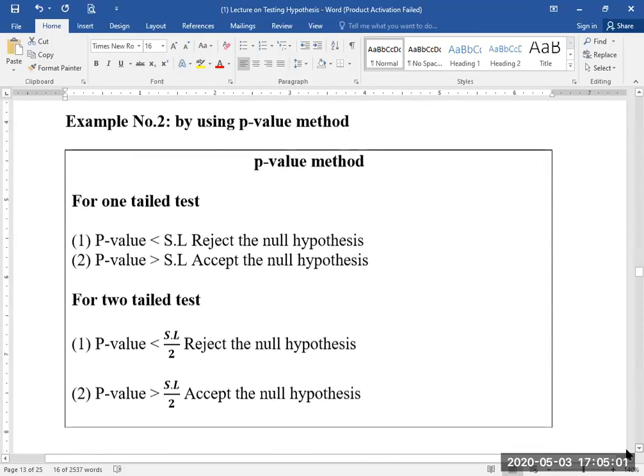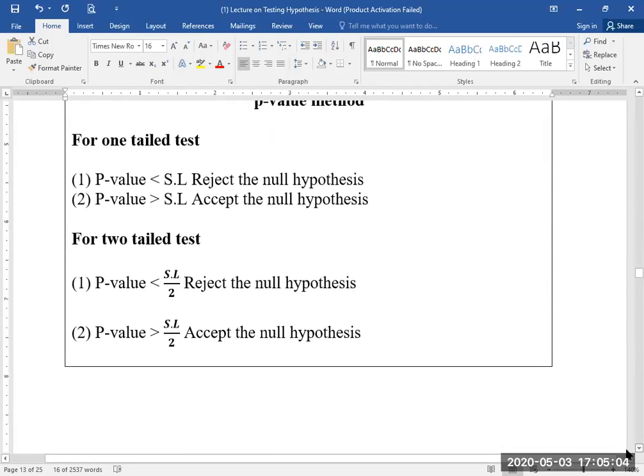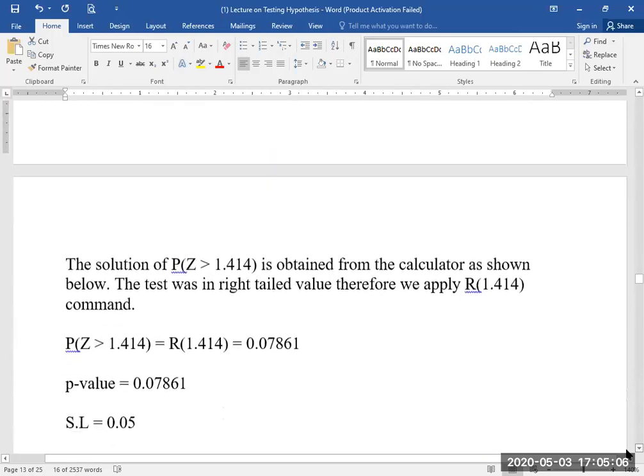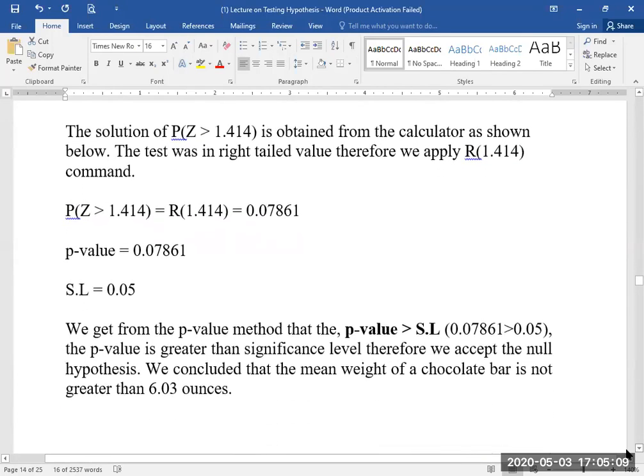Now, student, from the p-value method, this is the rule I have written again for you. Now, student, I am going to see, because the rejection region was made on the right side, therefore I will see the probability greater than 1.414. Okay, I will use again the right side region because the rejection region is on the right side, and from the calculator I can calculate for you students. Now I am showing the screen of the calculator.